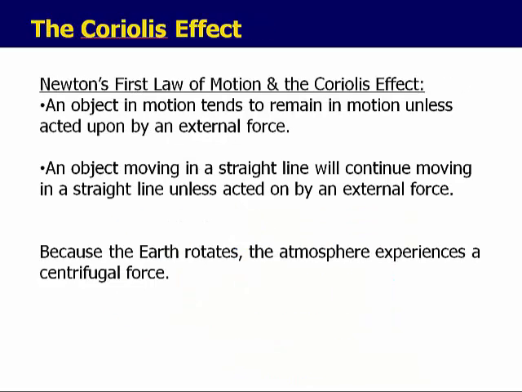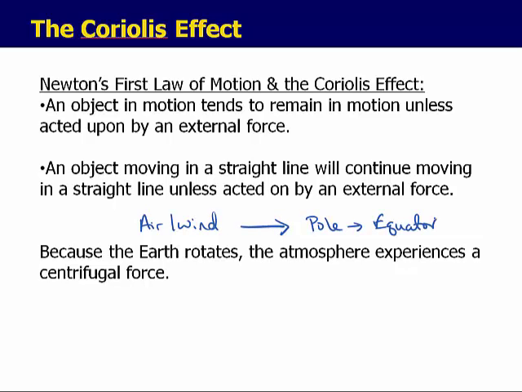Again, we need to consider, though, that the Earth is in rotational movement. So Newton's first law of motion and the Coriolis effect state that an object in motion tends to remain in motion unless acted upon by an external force, and an object moving in a straight line will continue moving in a straight line unless acted on by an external force. So in this case, we have air, or wind, that is going to be moving in a straight line from the pole to the equator.